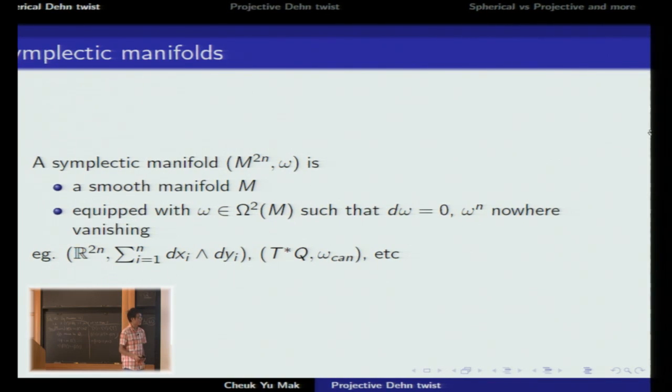I start with something basic because I didn't know that Heather was planning to talk about her thesis. So I work on symplectic topology and I play with symplectic manifolds. A symplectic manifold is simply a smooth manifold together with a two-form which is closed and non-degenerate. Examples include Euclidean space, cotangent bundles, etc.